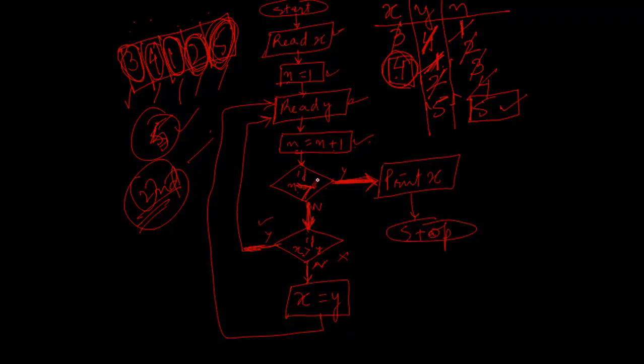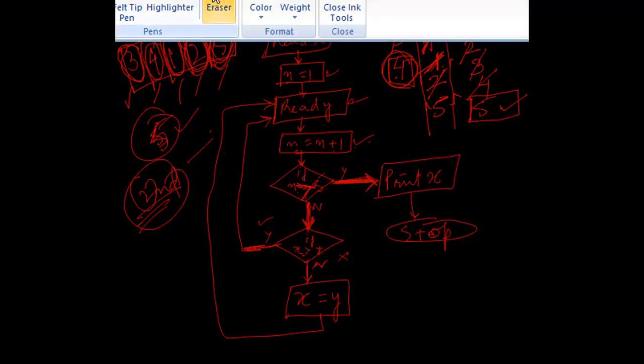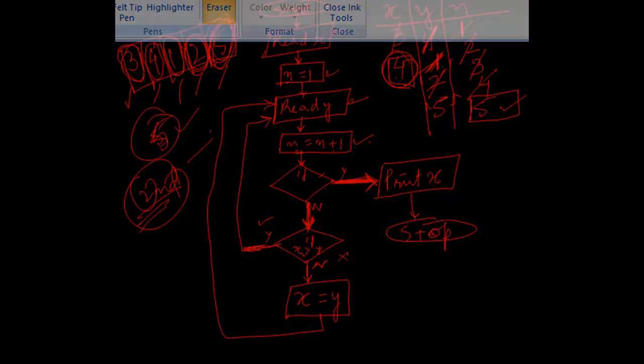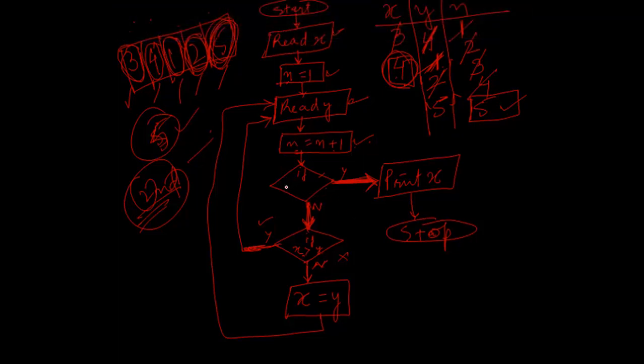If I write greater than 5, first of all I will try to erase this. So I have to do one thing. I have to write here if n is greater than 5, so that in this last case it will go to the no part. Earlier it was going to yes and printing x. It was printing this x, that is 4.